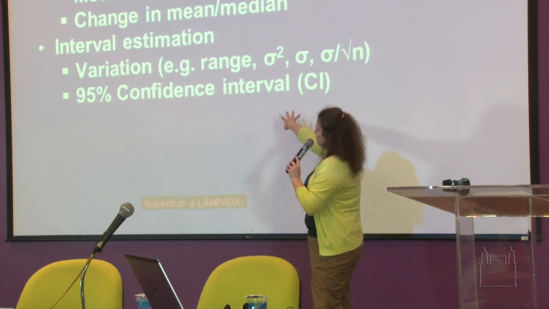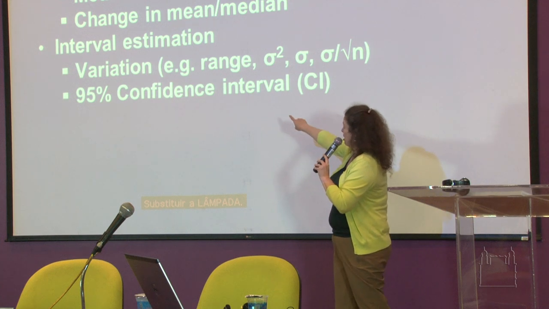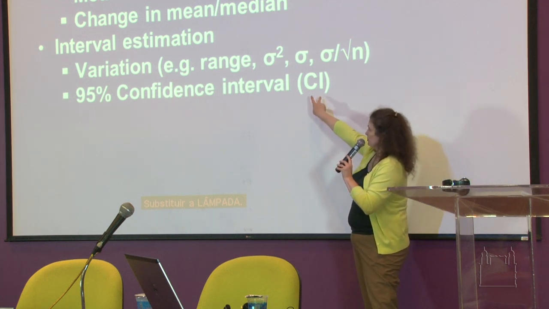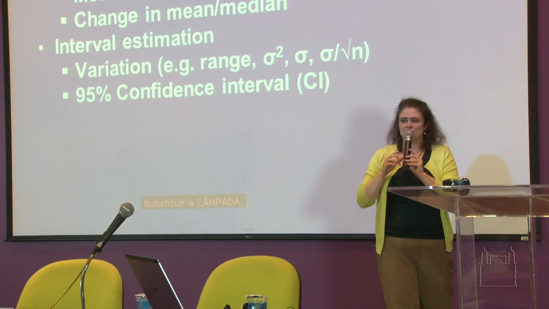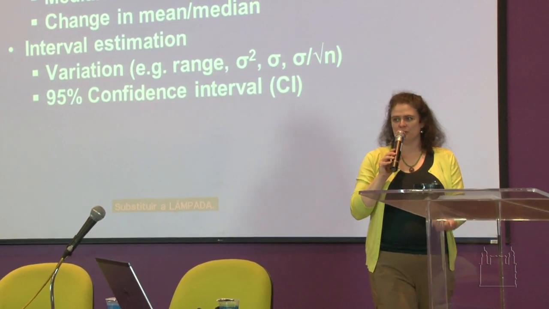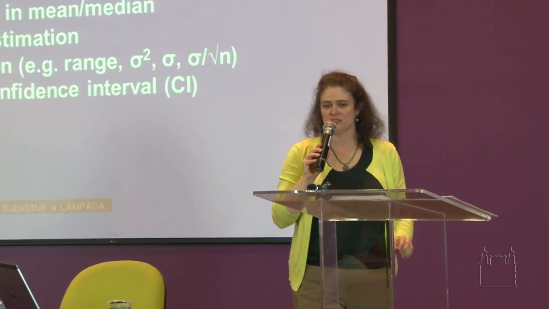But the interval that we tend to estimate the most is a confidence interval, and you'll see it in the literature many times under the English letters CI. The most common one you see is a 95% confidence interval, and we'll talk about why that is in the next hour.